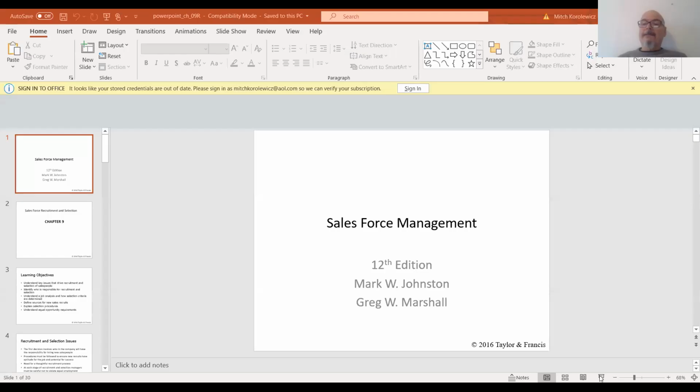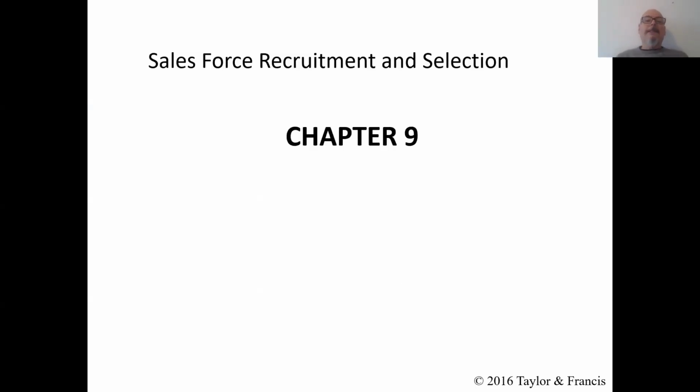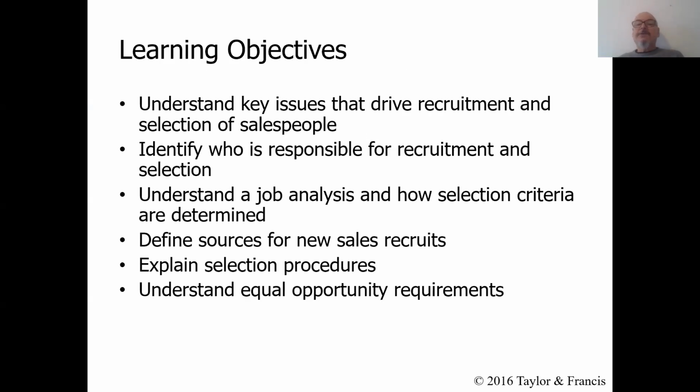Okay, so the objectives of Chapter 9. Let me put up the PowerPoint slide. The objective is to understand the key issues that drive recruitment and the selection of salespeople. How do we go ahead and recruit? How do we select salespeople? Hopefully we select the right ones so that they'll last more than a year and a half, the average of what a typical salesperson lasts.